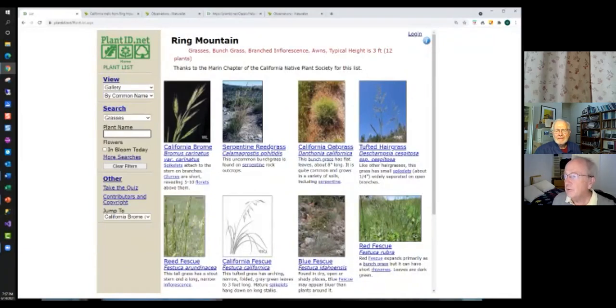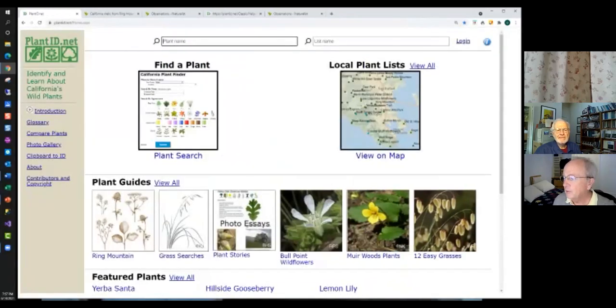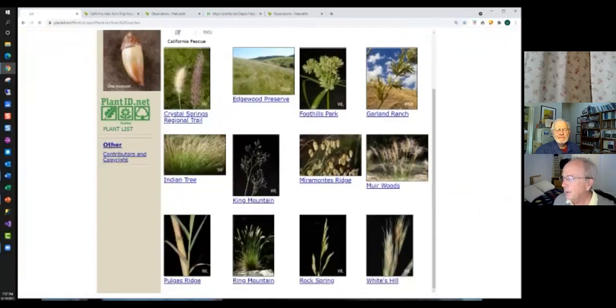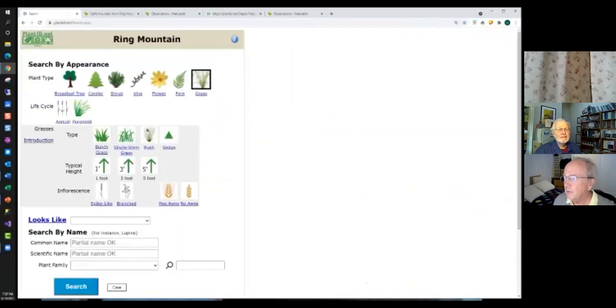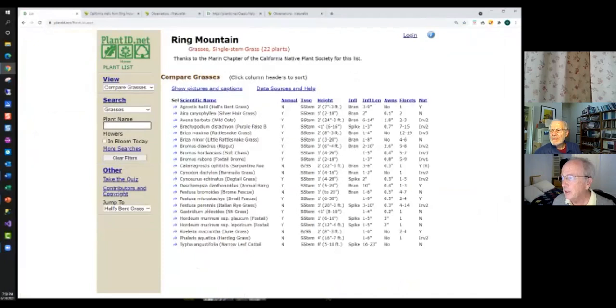Let's take a different search. This time we'll go back to the home page and say grass searches and Ring Mountain. And we'll say single stem grass. So those are the grasses that are not bunch grasses, where every single stem grows from either its own seed or from a rhizome.